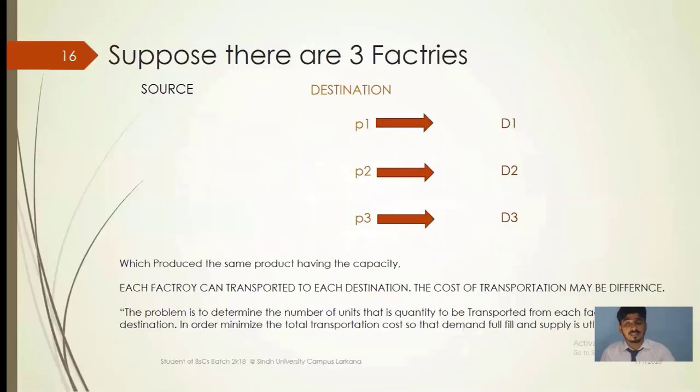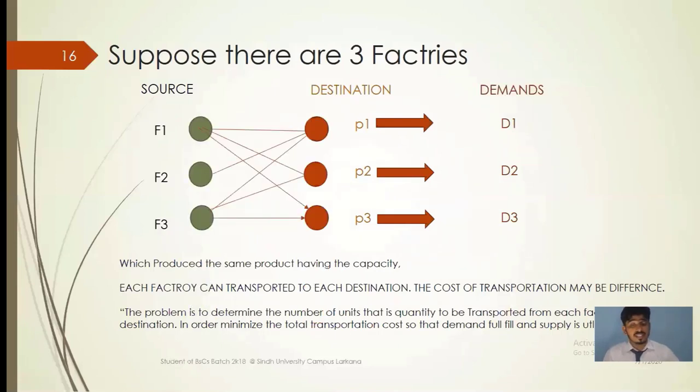Suppose these are three factories. Each factory can transport to each destination. The cost of transportation may be different. The problem is to determine the number of units, that is, the quantity to be transported from each factory to each destination, in order to minimize the total transportation cost so that demand is fulfilled and supply is utilized.